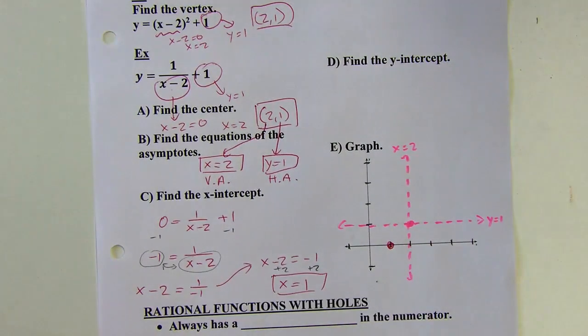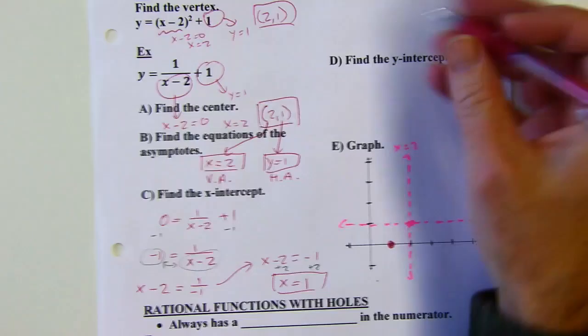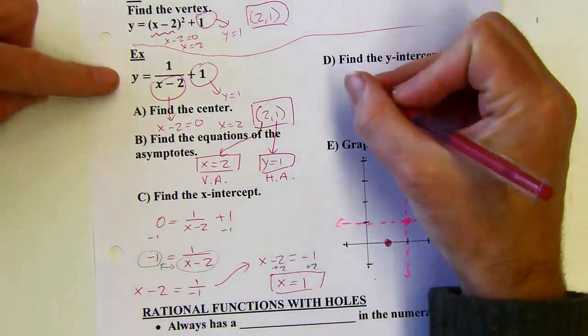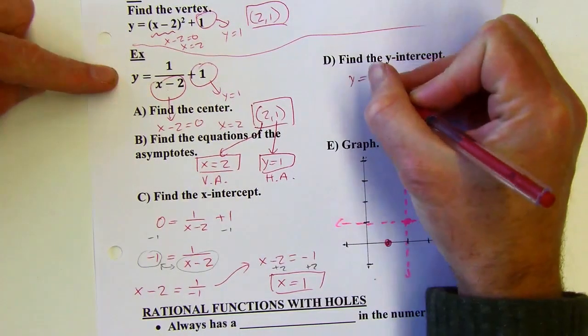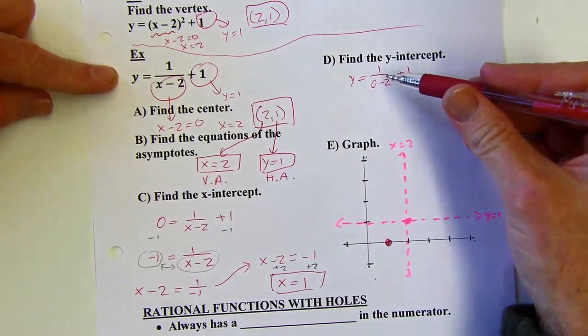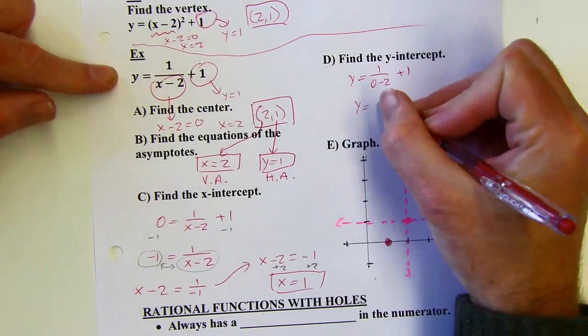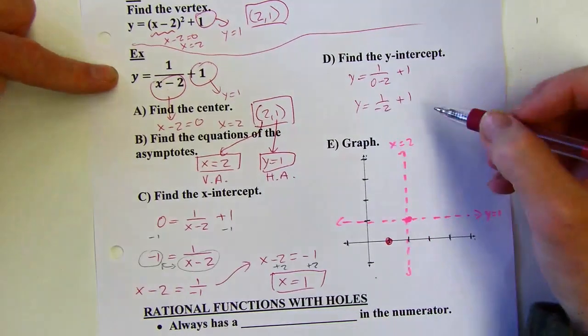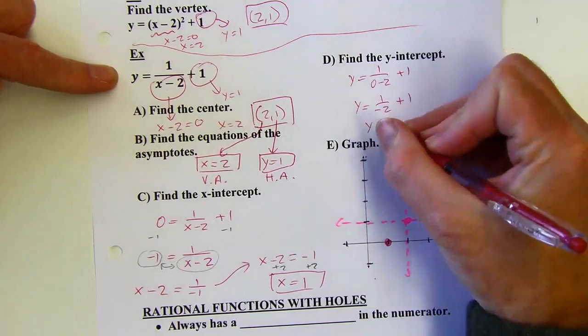Okay, and then I'm going to find the y-intercept. So plugging in 0 for x. So this one I don't have to do any incredible switch or anything. I just start simplifying. I've got -1/2 plus 1. So that's going to be +1/2, right?